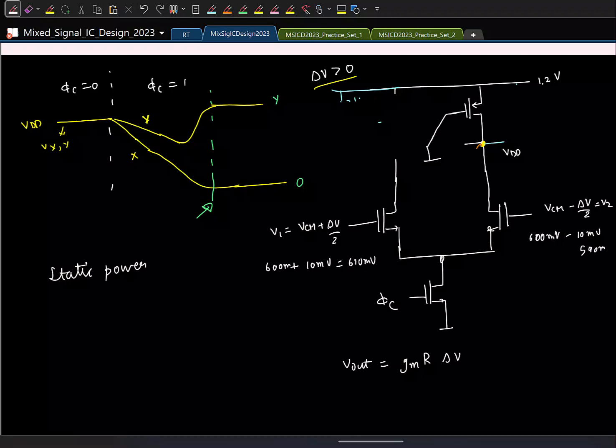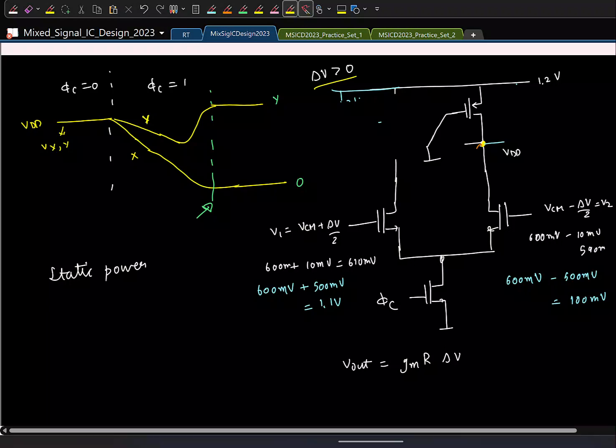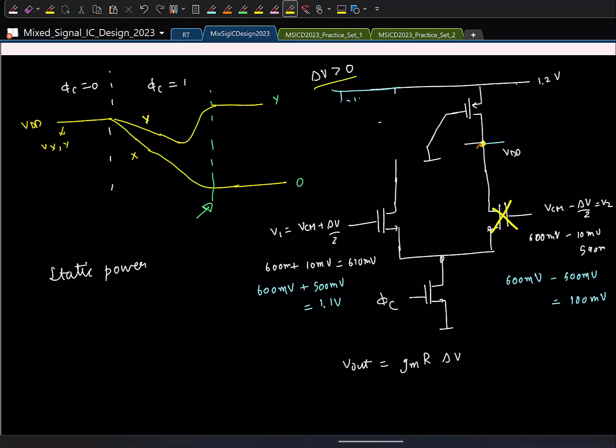And if you think about it, this will not be a problem if the differential input is very large. So say for example, the delta V by 2 is say 500 millivolts. So this will be 1.1 volt. Here it will be 600 millivolt minus 500 millivolts. This will just be 100 millivolt. So for a small gate voltage, this transistor will be off. So if the delta V is large, this is not a problem. This will be off, we are okay. But for small delta V's, it will easily happen that we have a direct path from VDD to ground and we'll have static power consumption. So let's try to solve this.